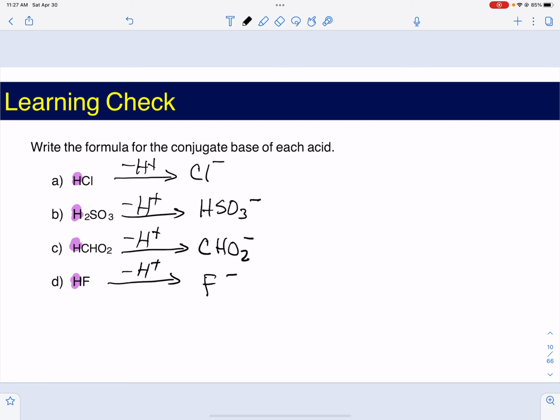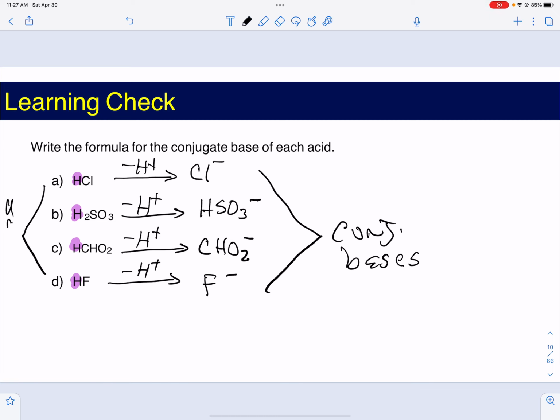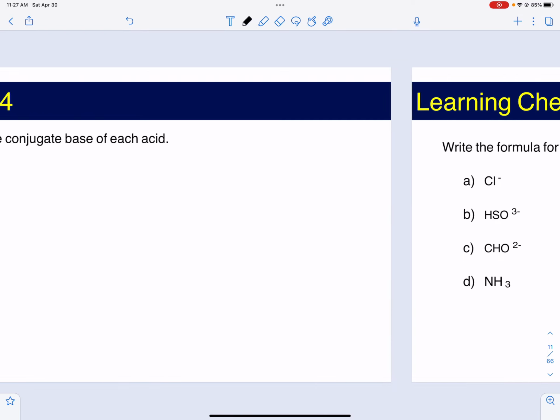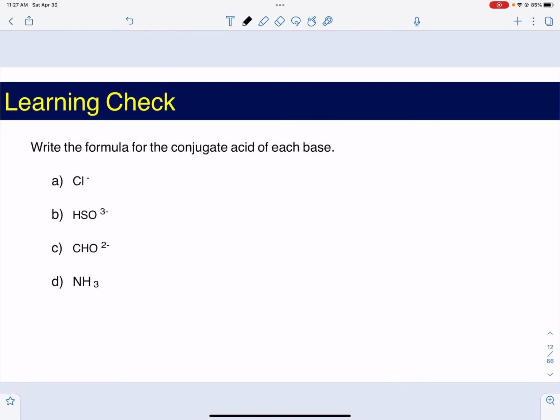And just like that, we wrote all the conjugate bases because these were my acids. So you're ready to do that, to reinforce that concept. And when you're done with that, let's do something else. So you can do the conjugate base given the acid. Can you do the conjugate acid given the base?